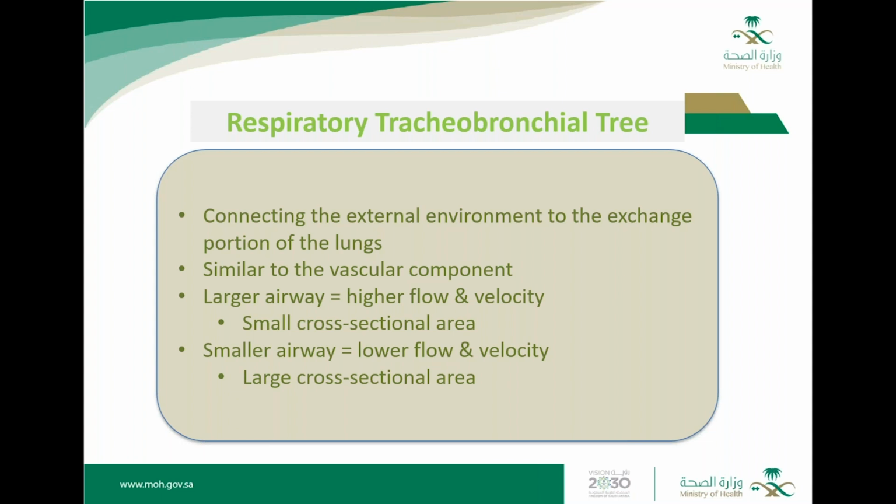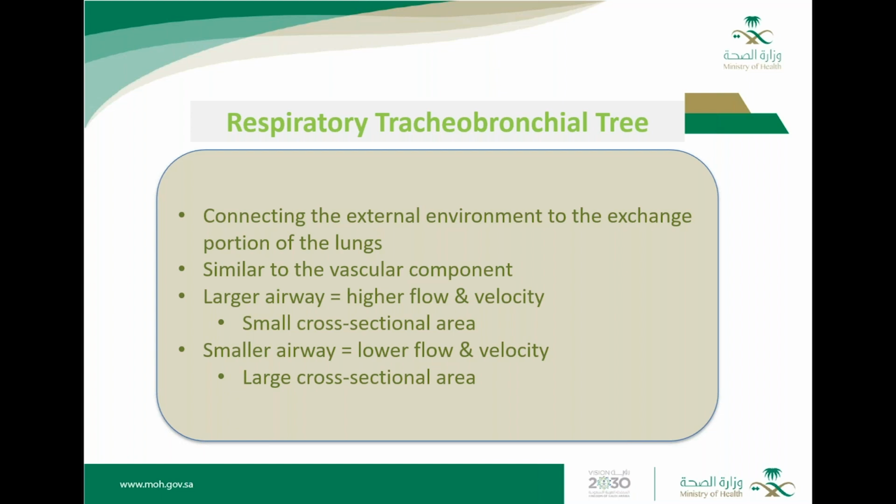It has larger airways, which have a higher flow and velocity, but they do have a small cross-sectional area. And therefore, the airway resistance in the upper airways is way higher than the resistance in the lower airways. The lower or smaller airways have lower flow and lower velocity, but due to their large cross-sectional area, they have very low airway resistance. However, if they become narrowed due to any pathological problems such as inflammation or bronchoconstriction, that could lead to an immense increase in airway resistance and create difficulty for the patient to breathe.